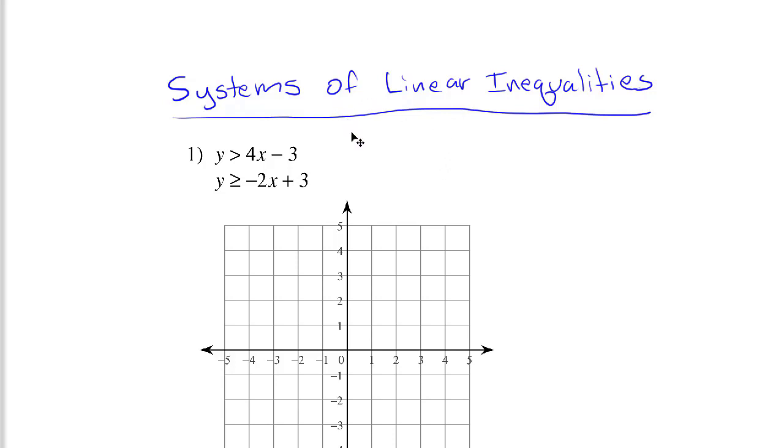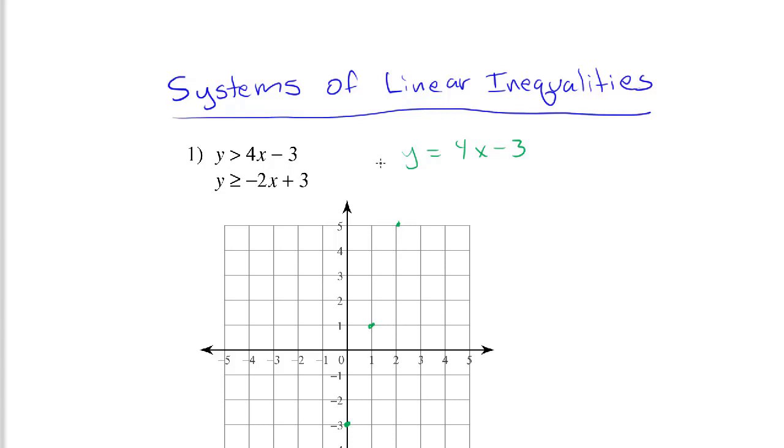Well, the first step is I'm going to look at my first inequality, but I'm going to treat it like an equation. Y equals 4x minus 3. I know how to graph that. That's going to be a y-intercept of negative 3. It's going to have a slope of 4, so I'm going to go over 1 in x and up 4 in y. Over 1, up 4, and I can graph that line.